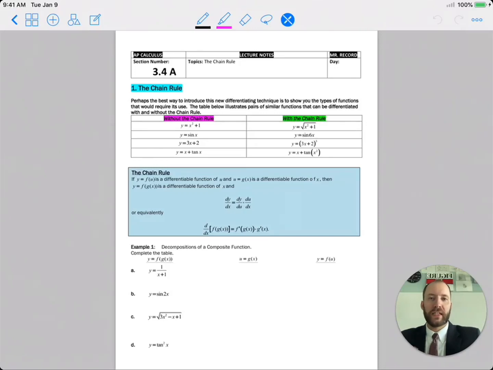Today's topic is the chain rule. This corresponds to section 3.4 in the textbook. So the chain rule, again, is a way for you to take the derivative of more functions than you were able to before. So more complicated functions, and really specifically composite functions.